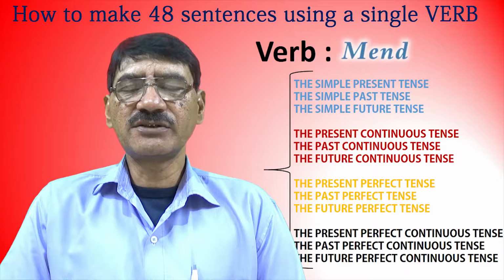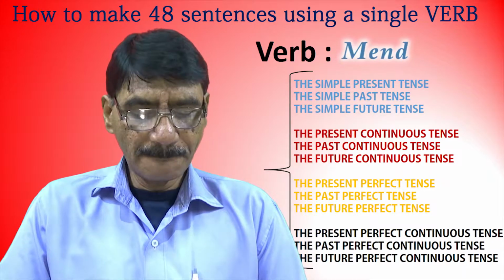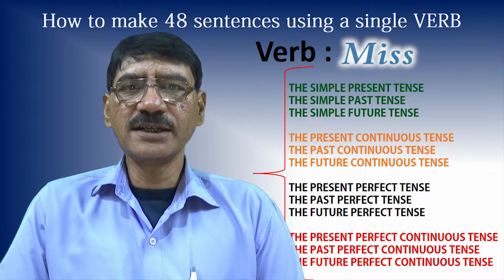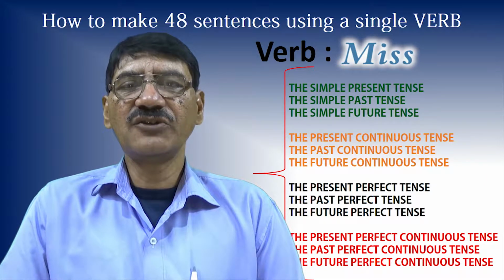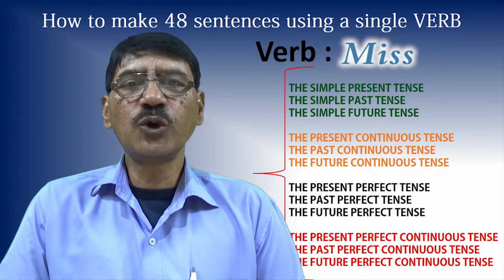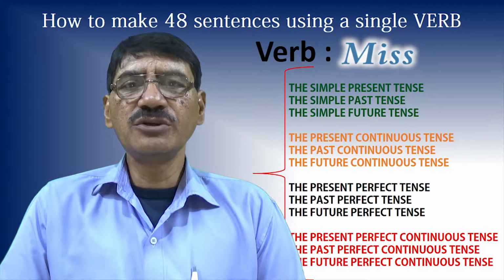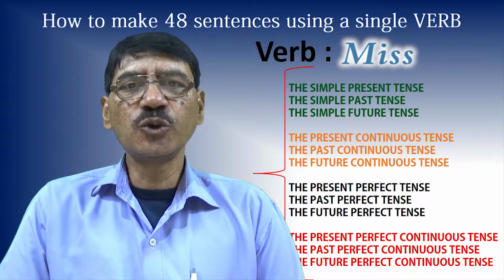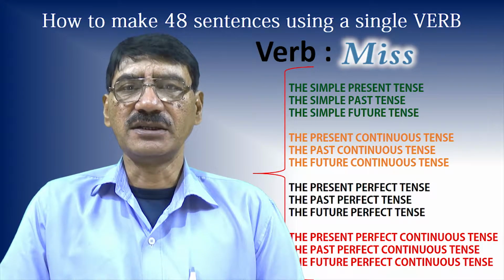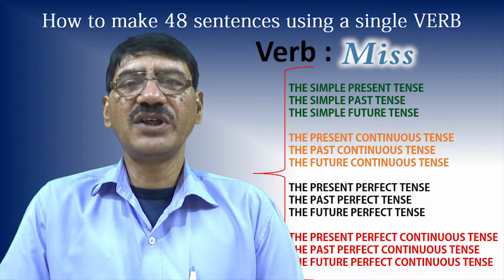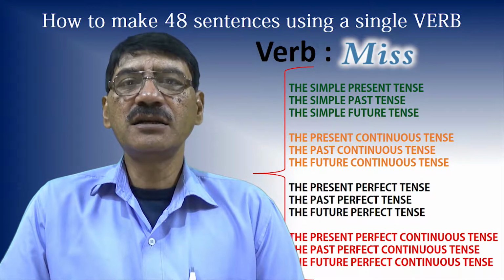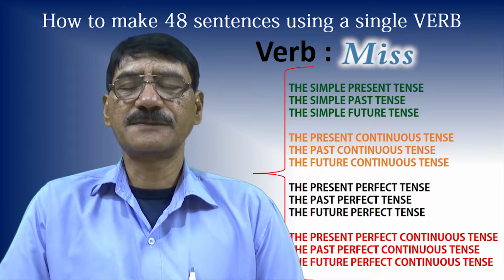Now we'll go to the next verb. The next verb is miss. M-I-S-S. The sentence is, kids miss their parents. Kids don't miss their parents. Do kids miss their parents? Don't kids miss their parents? Kids missed their parents. Kids didn't miss their parents. Did kids miss their parents? Didn't kids miss their parents?